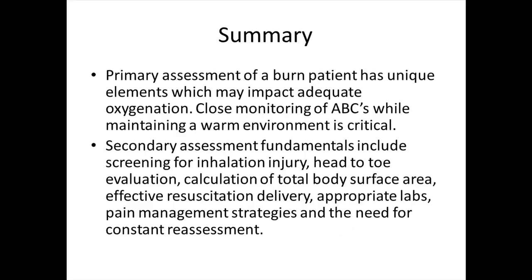So in summary, the primary assessment of a burn patient has unique elements which may impact adequate oxygenation. Close monitoring of the ABCs while maintaining a warm environment is a critical intervention in the beginning stages of a burn assessment. Secondary assessment fundamentals include screening for inhalation injury, head-to-toe evaluation, calculation of total body surface area, and effective resuscitation delivery. Appropriate labs and pain management all benefit the patient and getting them back to where they need to be.